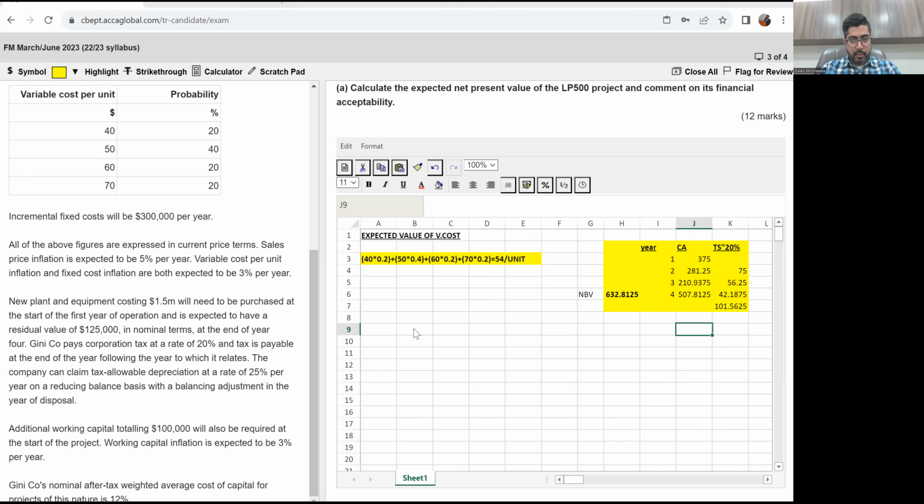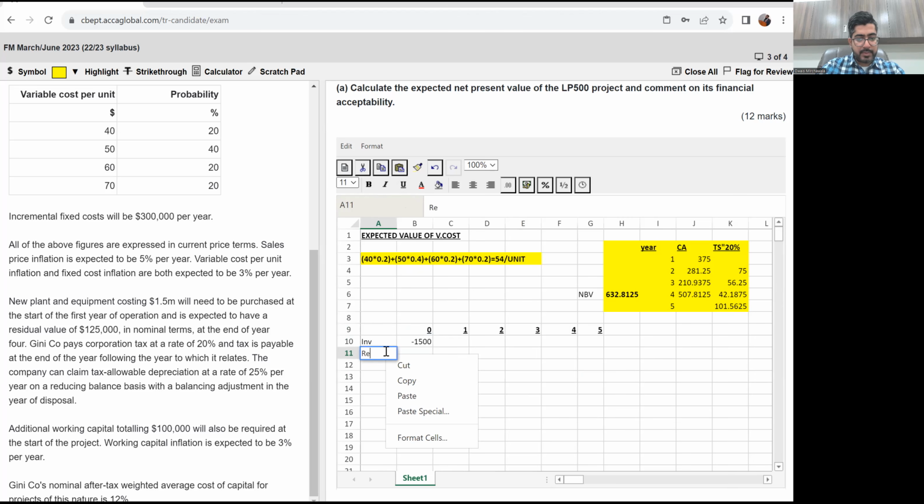Now, after that, we go towards NPV. So for NPV, we make columns 1, 2, 3, 4, and maybe we have to go till year 5. Yeah, because of that tax. Sorry, 0, 1, 2, 3, 4, and 5. So first investment comes, the investment is negative 1500.